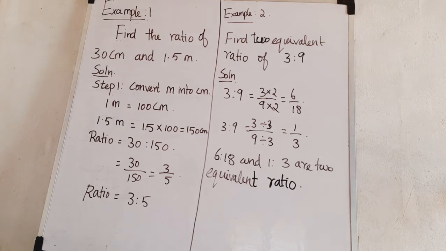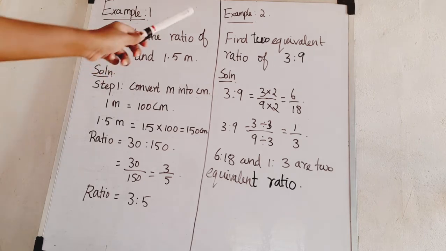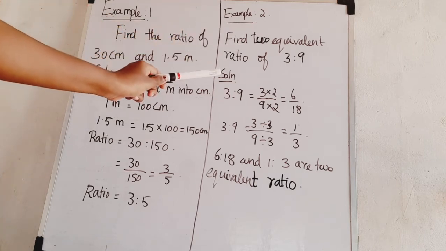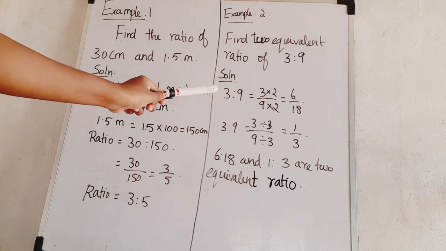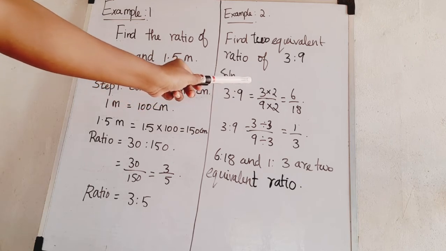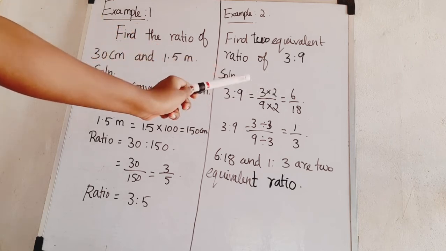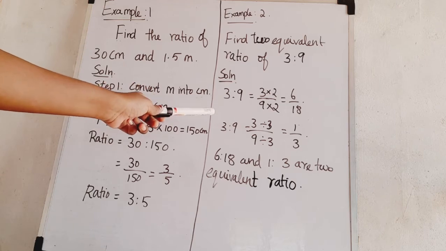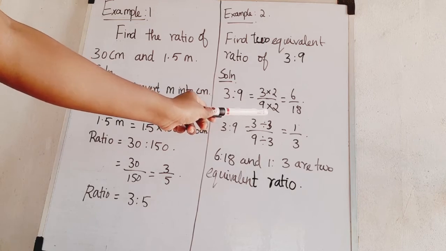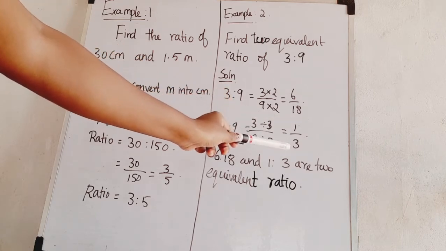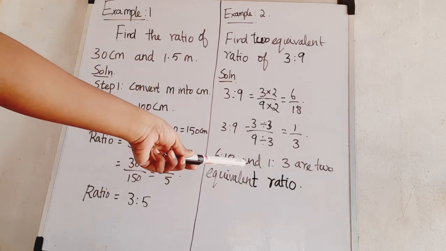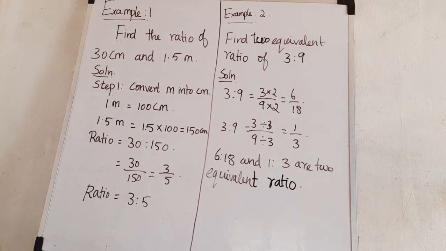So next one is regarding the equivalent ratio. Find two equivalent ratios of 3:9. So 3:9 is equal to 3/9. Then you multiply with 2, so you will get 6/18. And the next one, you can also divide this with 3. So 3/9, dividing with 3, you get 1/3. So 1 is the antecedent and 3 is the consequent. So 6/18 and 1/3 are the two equivalent ratios.